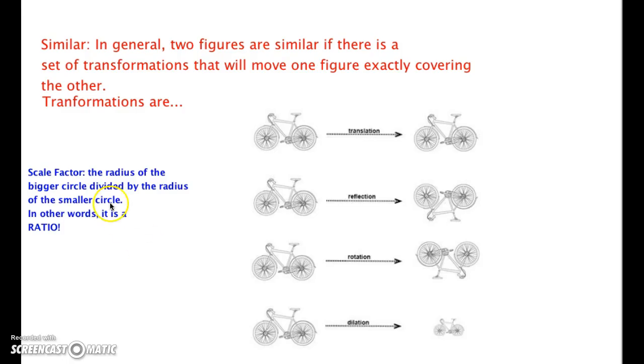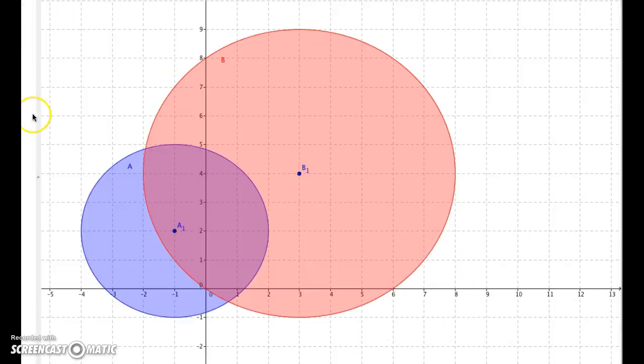For dilation, we have what's known as a scale factor or a dilation factor. The scale factor is the radius of the bigger circle divided by the radius of the smaller circle. So in other words, the scale factor is a ratio of the two radii. So now I'm going to show you guys how circles are always similar with a short proof.